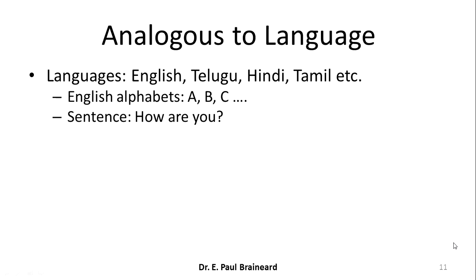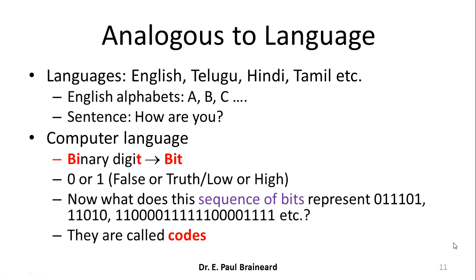Similarly, computer language has alphabets. They are called bits. The word bit is formed by the contraction of the words binary digit. The bits are 0 and 1. So these are the alphabets for the computer language. You can understand it that way. The alphabets of a computer are 0 and 1. It looks like it is easy to learn this language because you have only 2 alphabets.